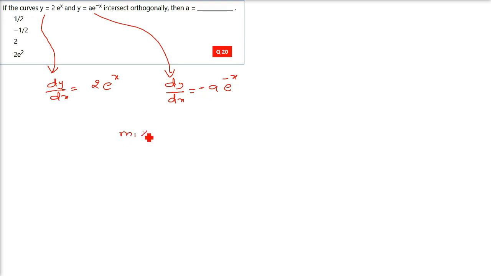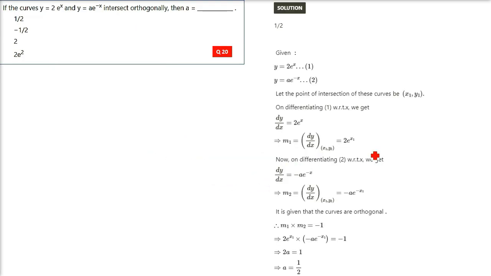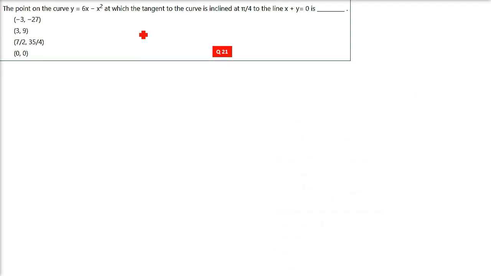So as I said, the orthogonality condition, or the perpendicular condition of two lines at angle pi by 2, 90 degrees, is m1 m2 equals -1. So multiply these two: e raised to x multiplied by minus a e raised to minus x is equal to -1. This gets cancelled because e raised to minus x is nothing but 1 by e raised to x. So you cancel this minus, and a will be equal to 1 by 2. A is half.